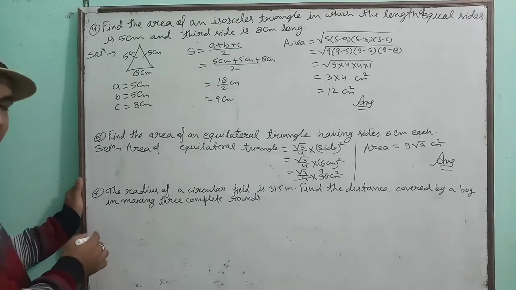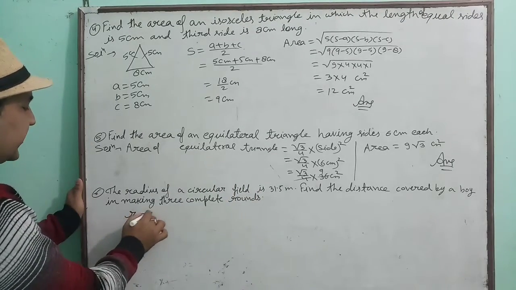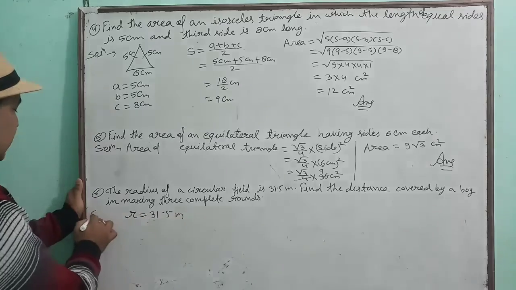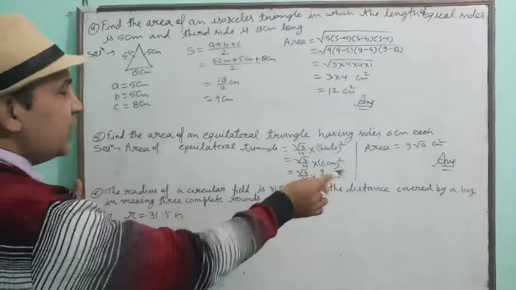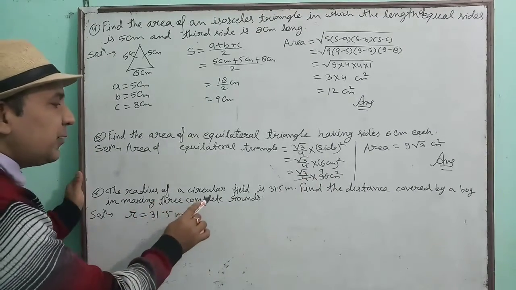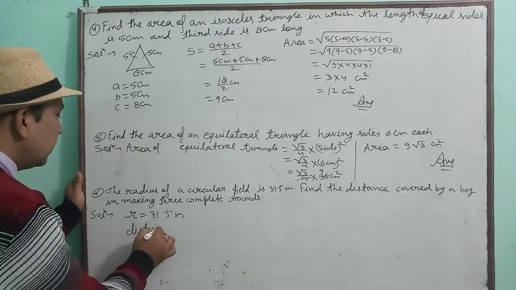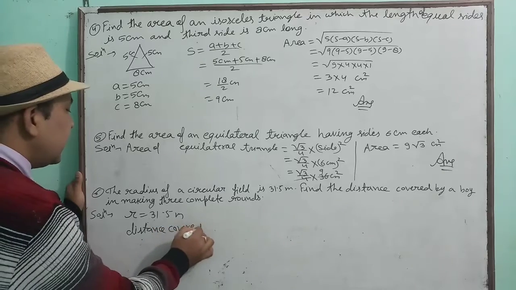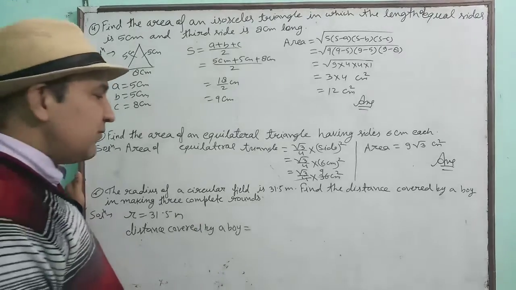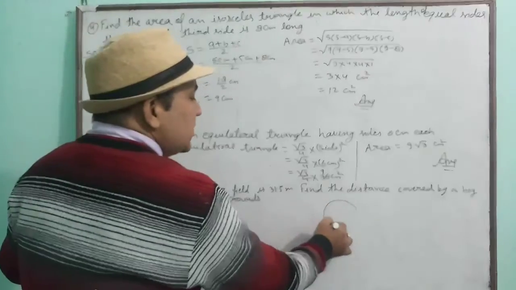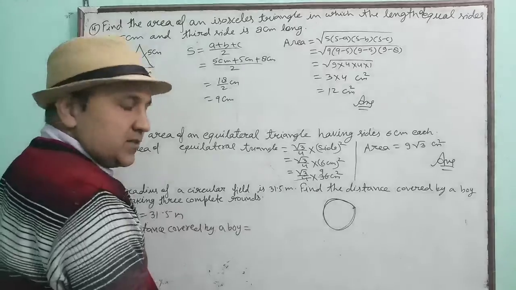Okay. Now see the last question of the day. The radius of a circular field is 31.5 meter. Radius is given, children. See how to solve this one. Question is asking, find the distance covered by a boy in making 3 complete rounds. We have to find distance covered by boy in 3 rounds. Children, we know that on a circular track, the one complete round is equal to its circumference.